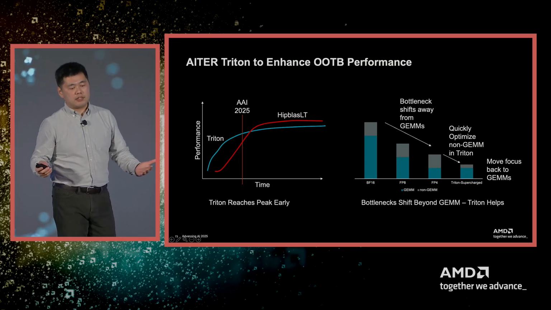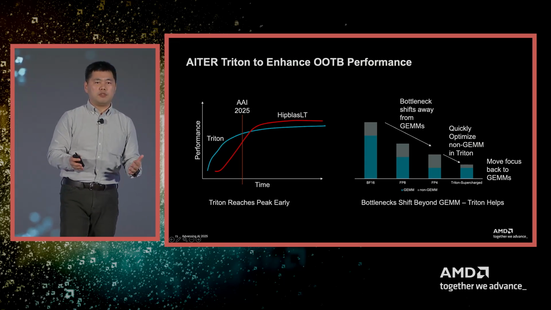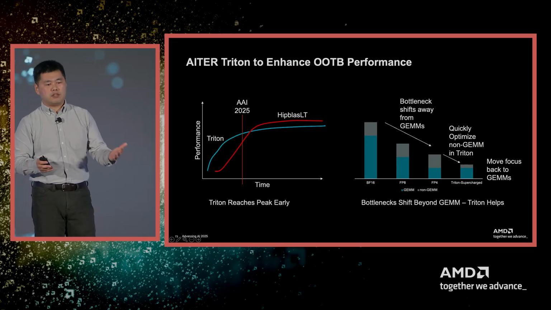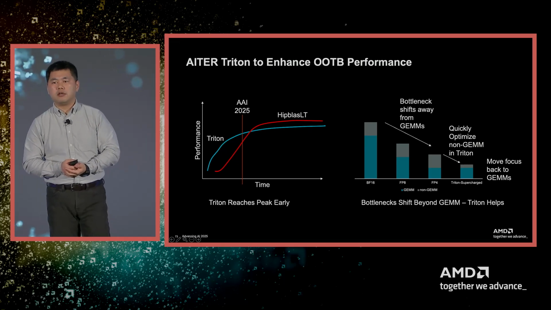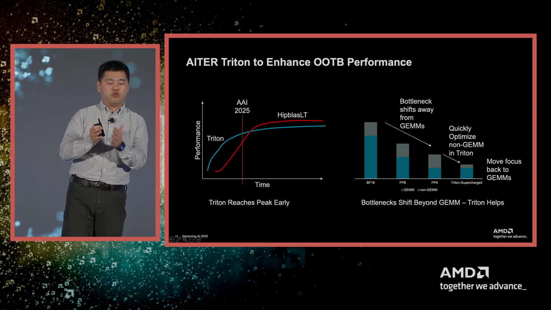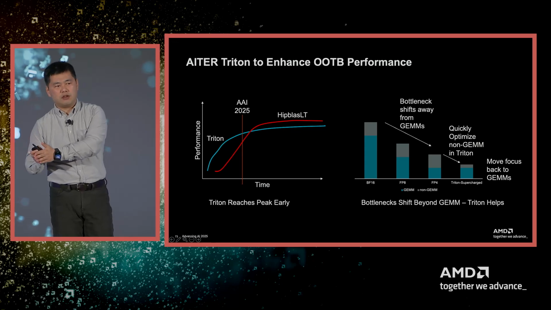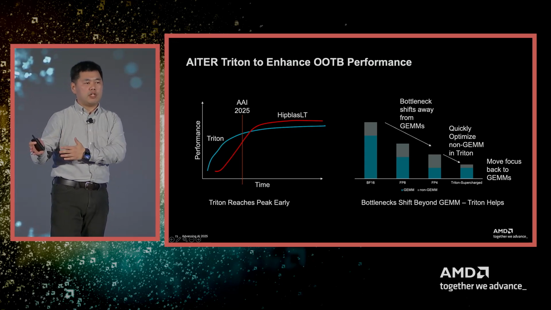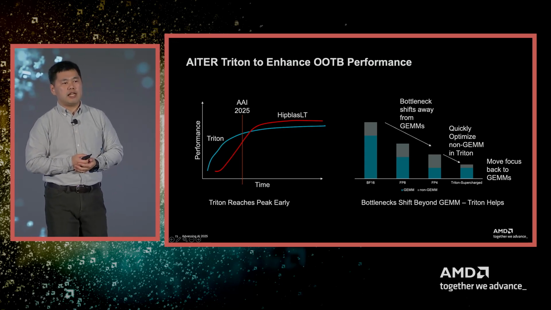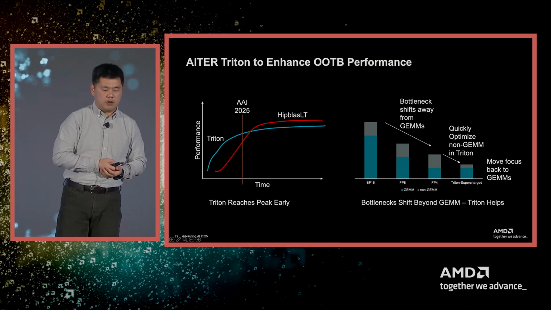We expect hipBLASLt, once they fully ramp up their features, will be faster, probably 15% faster. And we will be ready to shift to hipBLASLt when it's ready for production, when ROCm 7 GA becomes available.